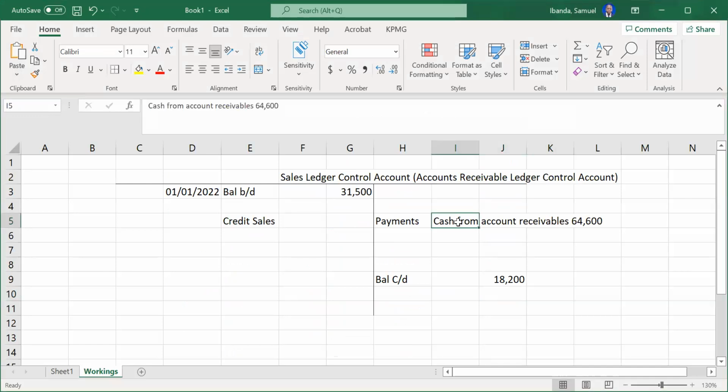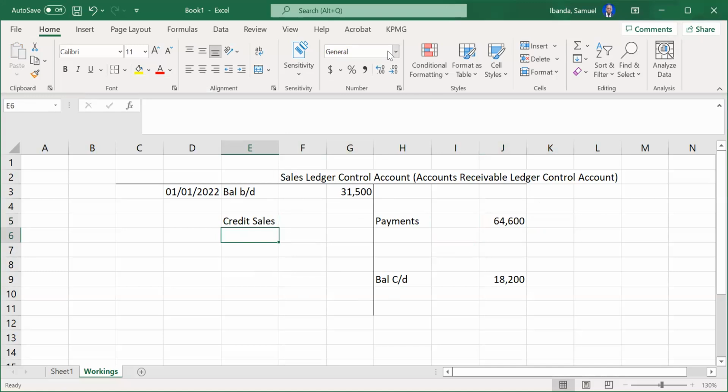I'm not hearing anyone confirming. Pardon? Yes, it's correct. Okay, it's correct. So we are recording this because it reduces what you've started with. So let me just try to remove this. So you have 64 right there.